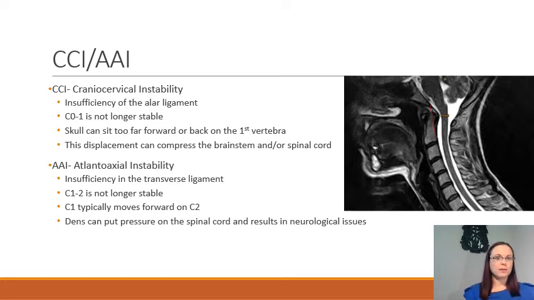And this displacement can compress the brainstem or the spinal cord. So as the instability gets more severe, we're seeing more of these central neurological deficits. Atlantoaxial instability, so AAI, is insufficiency in the transverse ligament. So C1 is not stable on C2 anymore, and C1 typically is moving forward on C2 in this position. The dens as well can put pressure on the spinal cord, and this can result in neurological issues with AAI.